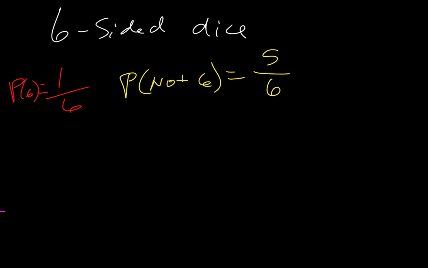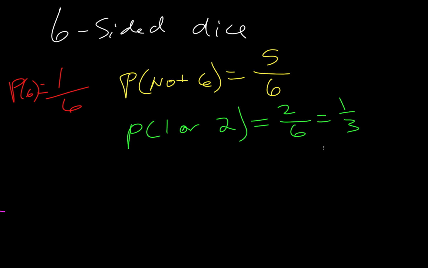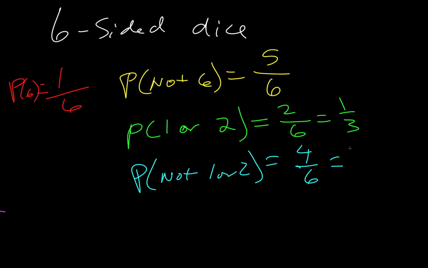The next one, probability of getting a 1 or a 2. Well, there's 2 ways to get those numbers, and there's a total of 6, so that would be 1/3. Now, not getting 1 or 2. So there are 4 numbers on a standard die that are not 1 or 2, out of a total of 6, and so that would be 2/3 chance.